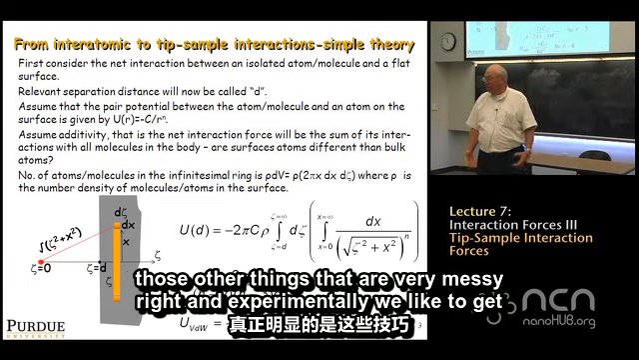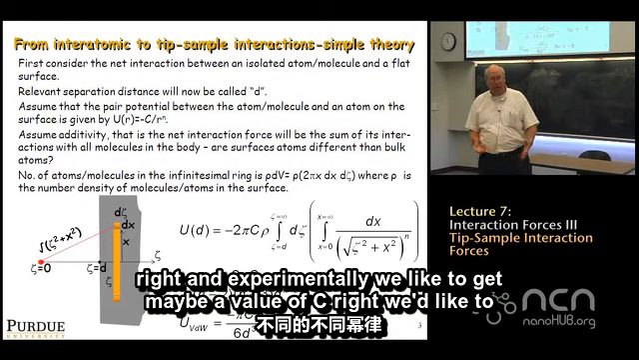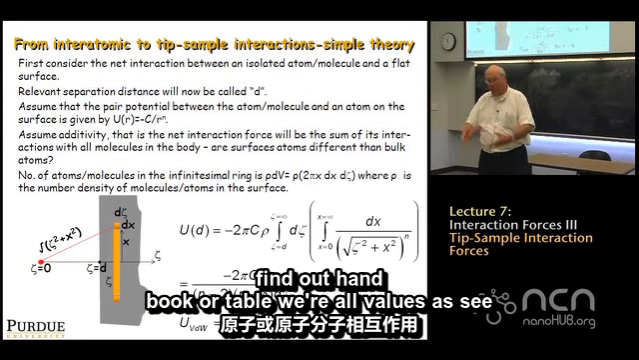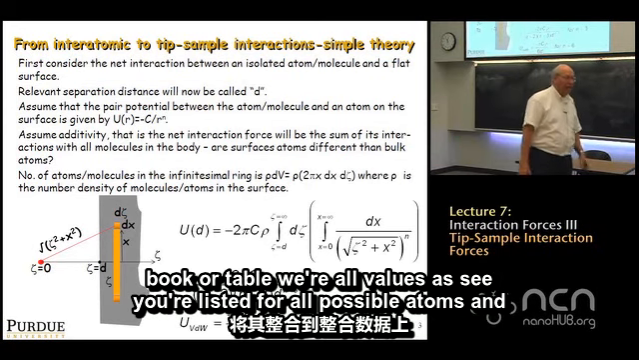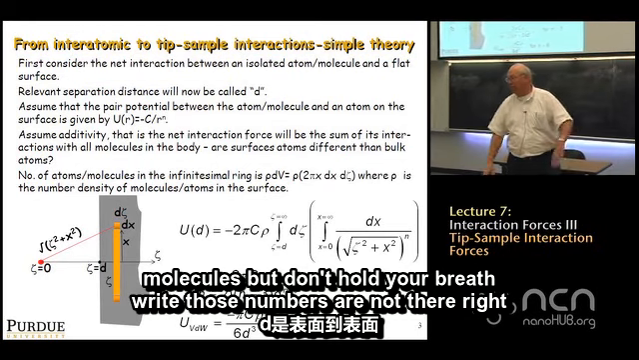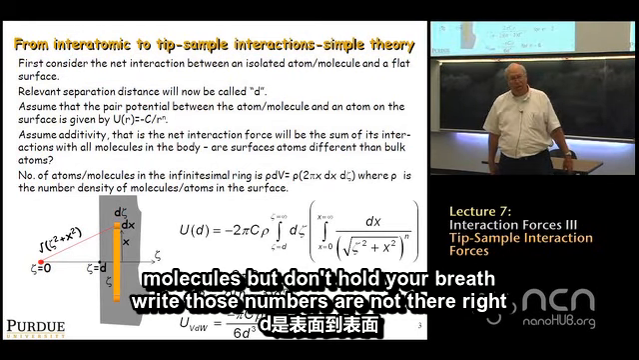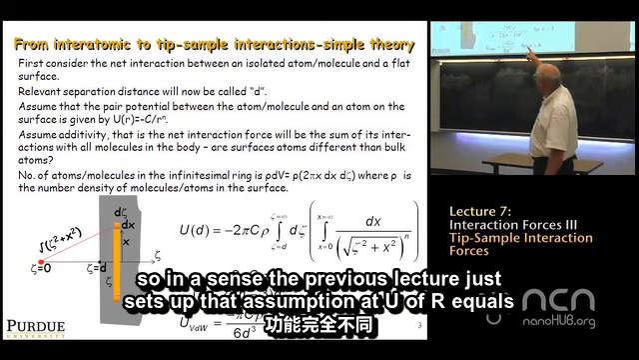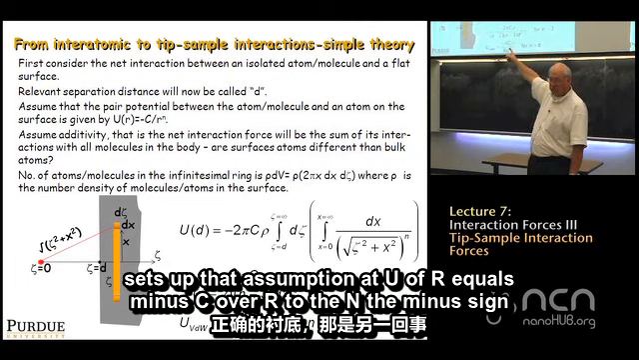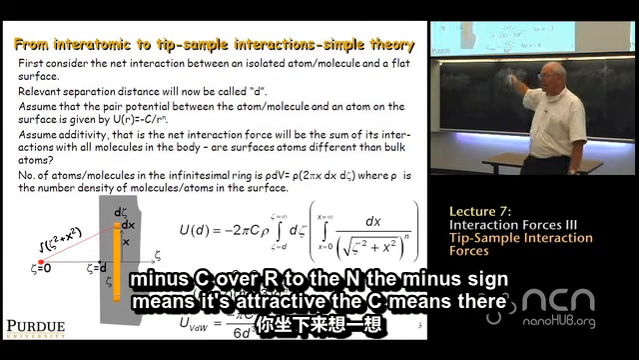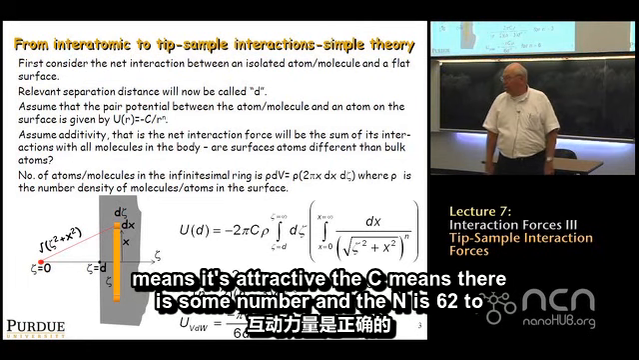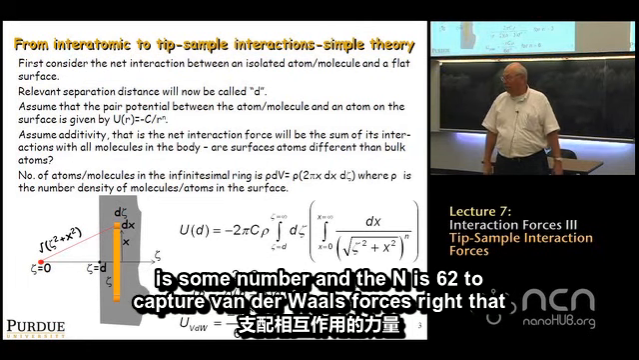Experimentally, we'd like to find a handbook or a table where values of C are listed for all possible atoms and molecules, but don't hold your breath. Those numbers are not there. So the previous lecture just sets up the assumption that U of R equals minus C over R to the N. The minus sign means it's attractive, the C means there's some number, and the N is 6 to capture van der Waals forces.